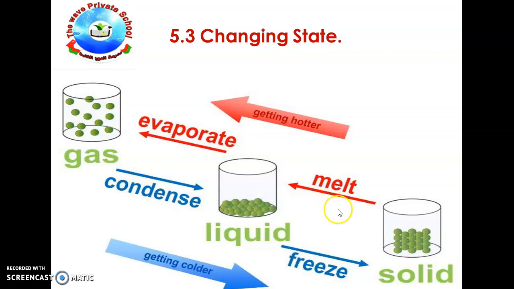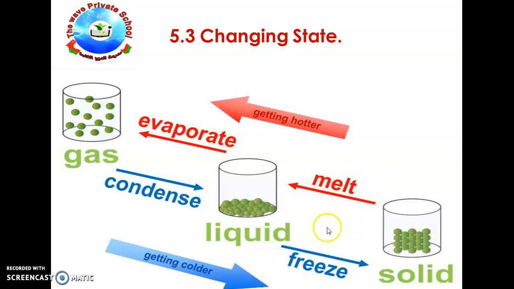For example, if you keep a solid ice in a warmer place, what will be happening? After some time, it will change into liquid water. And if you still leave that water like that, what will happen? After some time, that liquid water will change into gas. So how are these happening? Let us see.